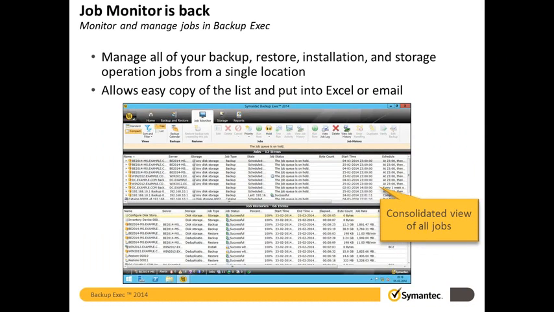And the Job Histories tab below gives you a view of everything that's been done in your environment. So whether that's a backup job, a restore job, cataloging, or installs. So when you're installing agents out to servers, you can see that in this environment. You can also copy this and export it out to Excel or into an email.